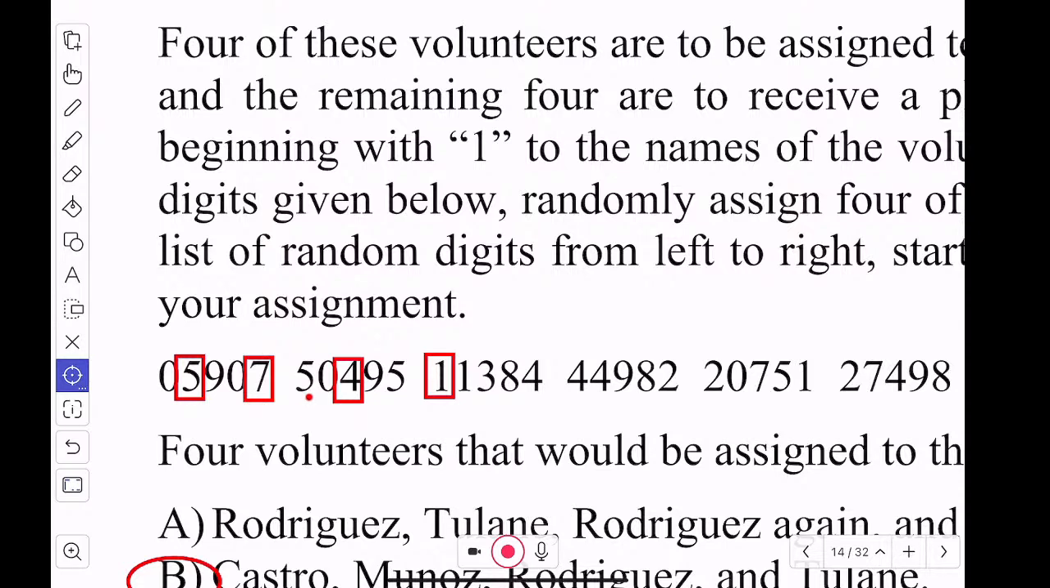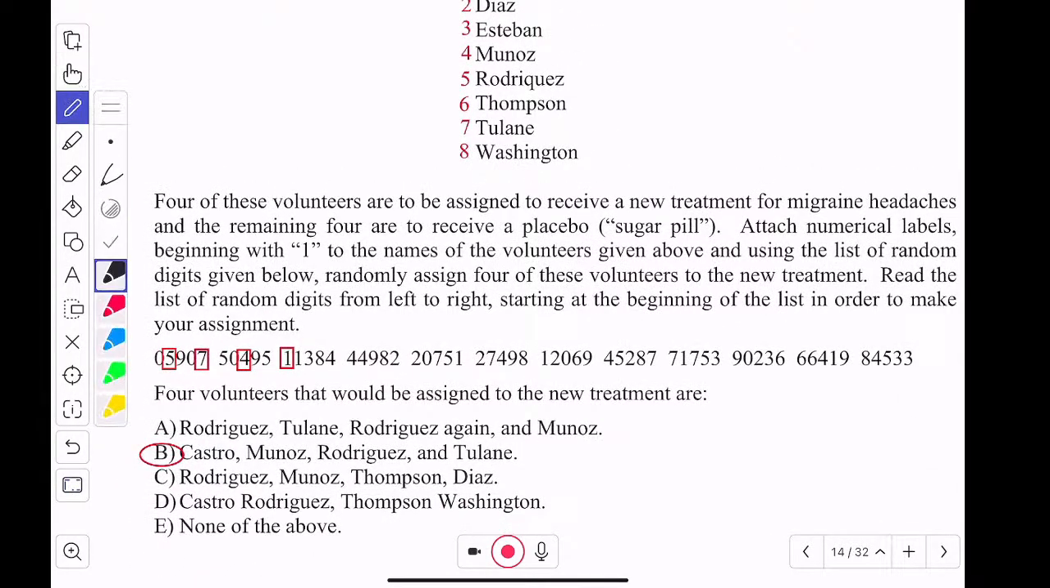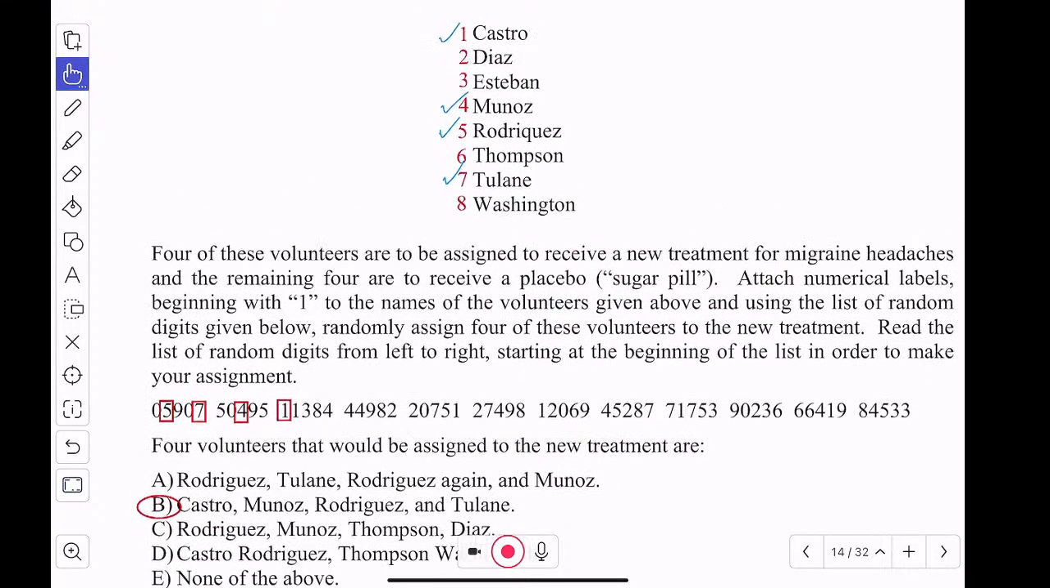Then 5 is already taken. So we ignore it. And 0 is not on the list. The next one is 4. 9 is not on the list, 5 was already taken, so then we pick 1. So these are the 4 that go into the new treatment group. So that is Rodriguez, Tulane, Munoz, and Castro. So that's letter B. And the others would go into the control group.